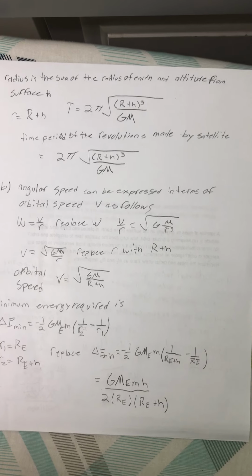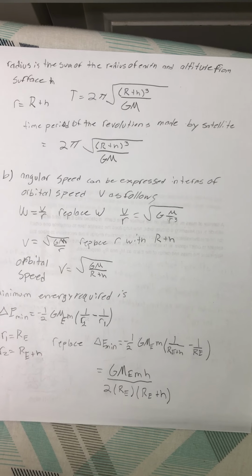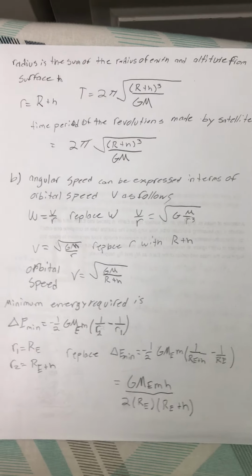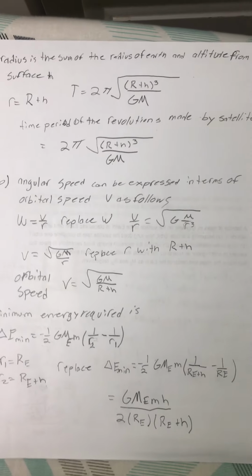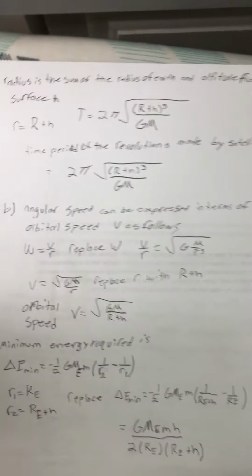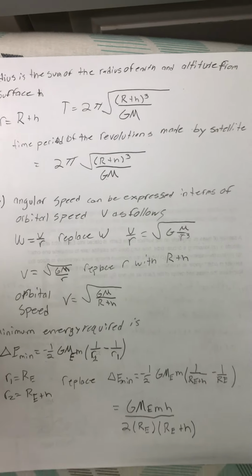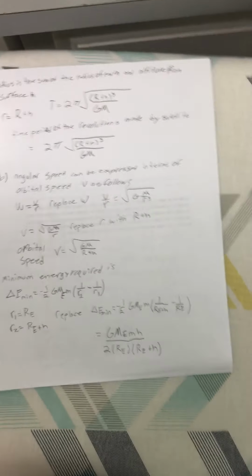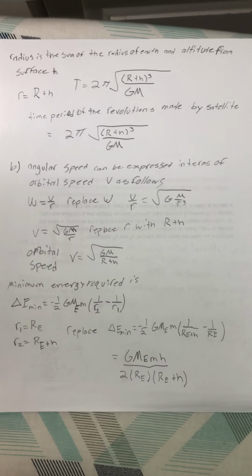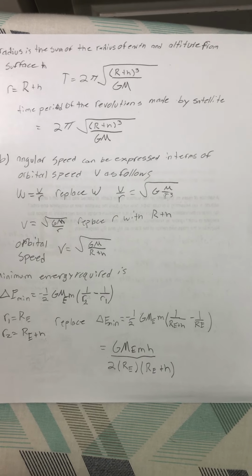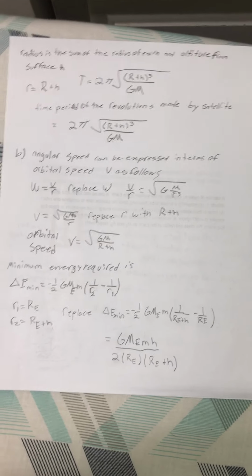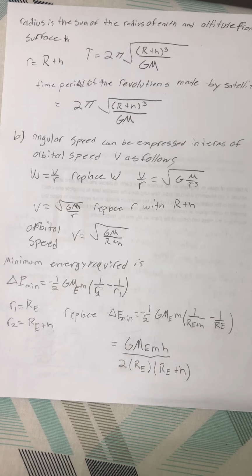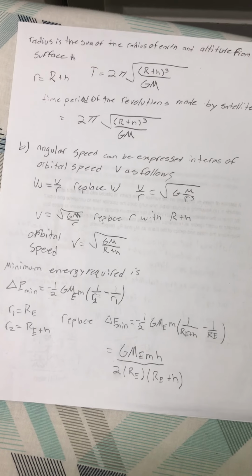The radius is the sum of the radius of Earth and the altitude from the surface h, so r is equal to capital R plus h. And then we input those values. T is equal to 2 pi times the square root of (capital R plus h) cubed over GM. And then the time period of the revolution made by a satellite is equal to 2 pi times the square root of (R plus h) cubed over GM.